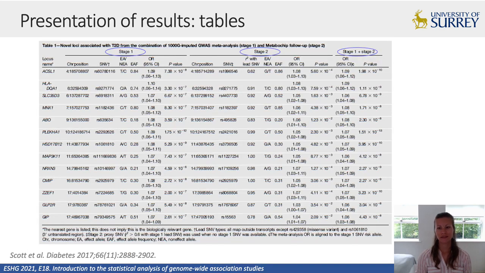Finally, results are of course presented also numerically in tables, and they quite often show the different stages. The stage 1, the discovery stage, stage 2, the replication stage, and then the combined stage results. And for each association signal, the locus name, usually the nearest gene, is shown, and then its chromosome and position, the RSID, the effect allele and its frequency in that population, then the effect estimate and the associated p-value.